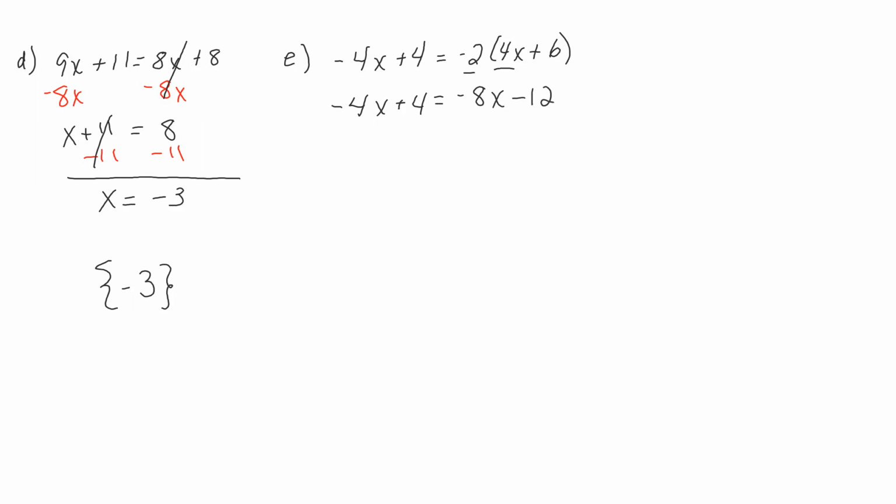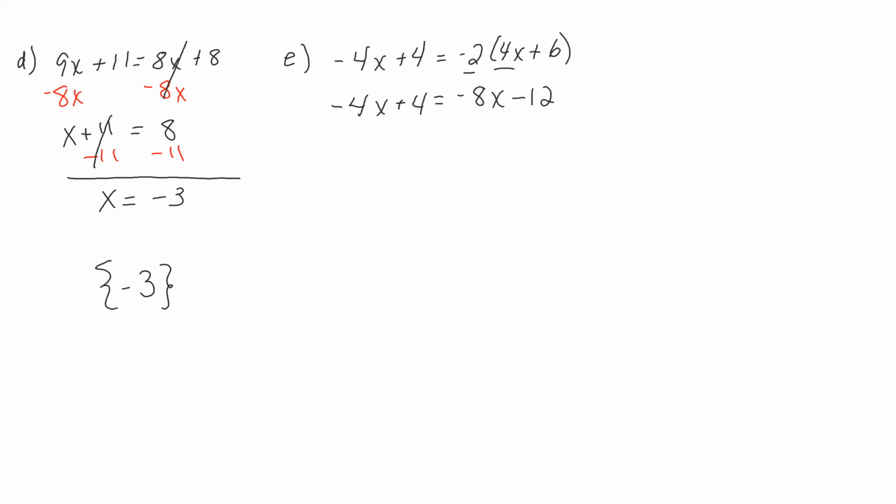We need to look to see if we can simplify. Well, the left-hand side has one variable term, one constant term. It's as good as it's going to get. The right-hand side has one variable term, one constant term. It's as good as it's going to get. So we're now at step 3, where we want to get all of the variable terms on one side, generally the left, and all of the constant terms on the other side.